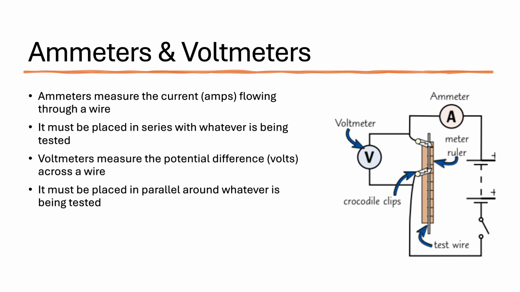Voltmeters measure potential difference, which is in volts, across a wire. It must be placed in parallel with whatever is being tested. So for instance, here's our wire here. You can see that the voltmeter is in parallel with this wire. Let's say you were doing the potential difference of a cell. The cell would go here, and then the voltmeter would be around it. So that's basically the important part. It's just remembering the ammeter is current, and it's in series, and the voltmeter is potential difference in parallel.